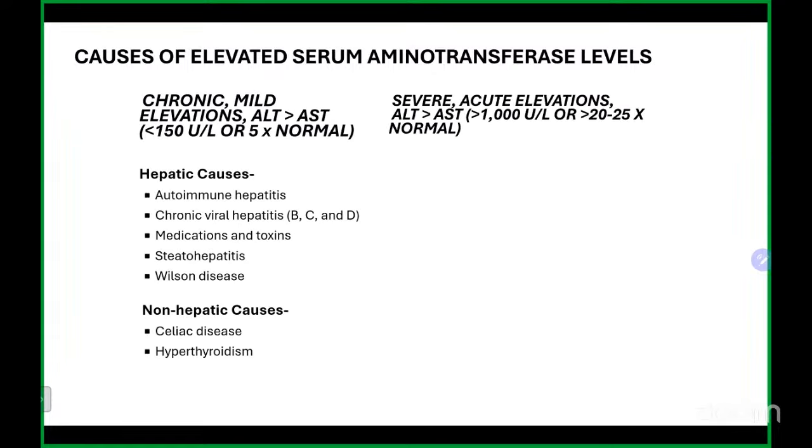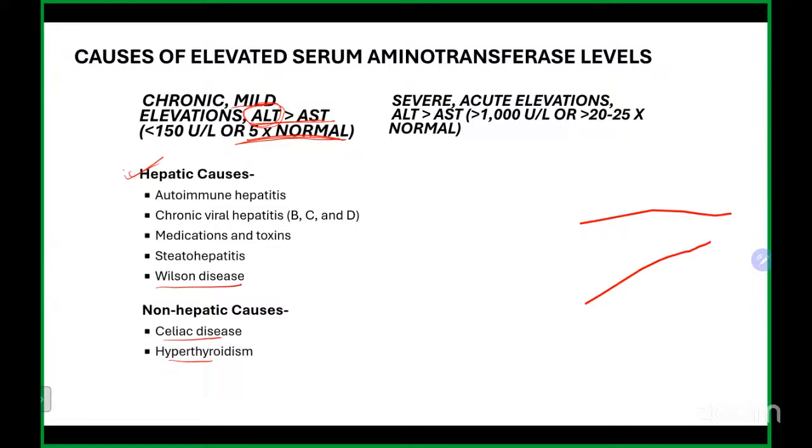Okay, then there are the causes. So what are the causes of raised liver enzymes? Whenever you have ALT more than AST, to call it elevated, it should be more than 5 times the normal. Whenever you want to say there is chronic or mild elevation of the ALT enzymes, the moment ALT is more than AST, you have to think of hepatic causes like autoimmune hepatitis, chronic hepatitis, medications, steatohepatitis, Wilson's disease, and non-hepatic causes are hyperthyroidism and celiac.